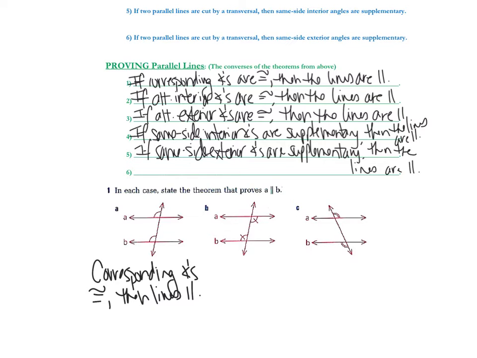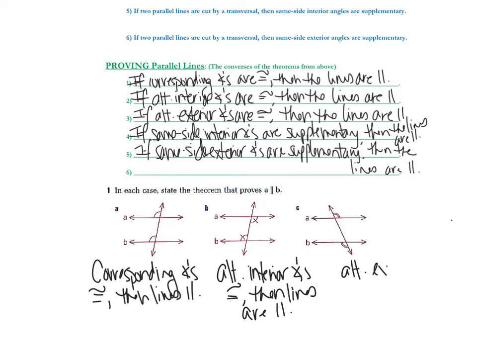All right, next one. We have alternate interior angles, and those marks mean that they are congruent. So therefore these lines are parallel. We would say alternate interior angles congruent, therefore the lines are parallel. And then the last one, first decide what type of angles we have. We have alternate exterior angles. Are they congruent? Yes. Then we would say alternate exterior angles congruent, therefore lines are parallel. All right, let's go to the next.